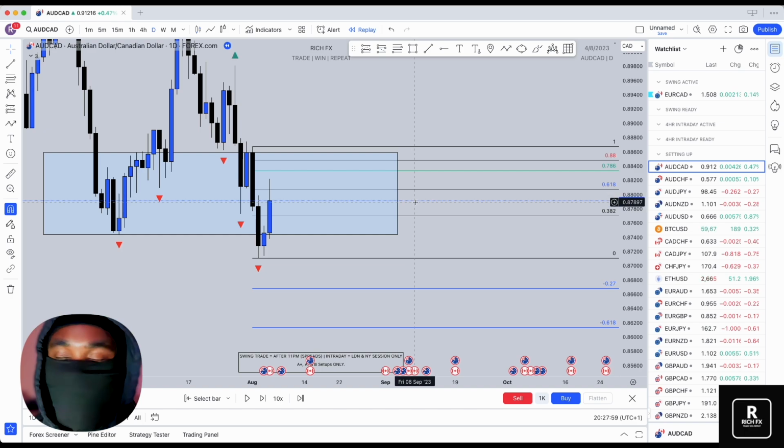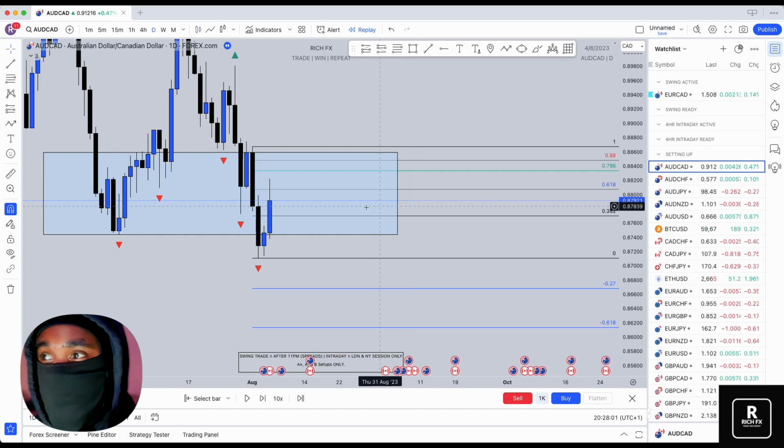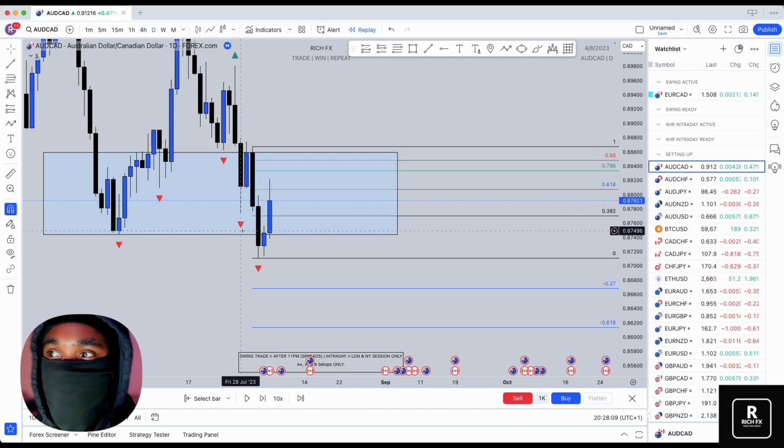Actually, no, tell a lie. Sorry, it will be an A setup, right? Because it pulled back to the 38.2. It pulled back to a support turn to resistance area, right? And it was a support area because all of these red fractals count as a support area, which is why we're waiting for that breaker structure to the downside. So it's a support turn to resistance.